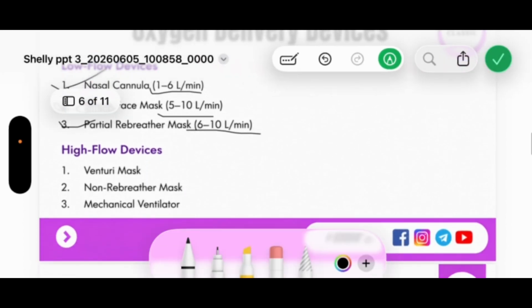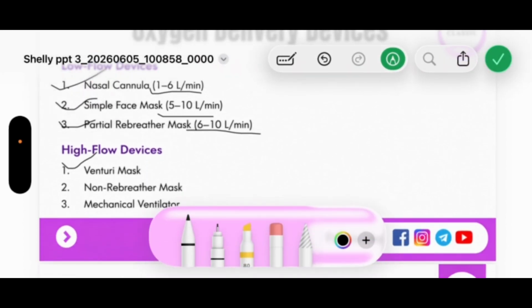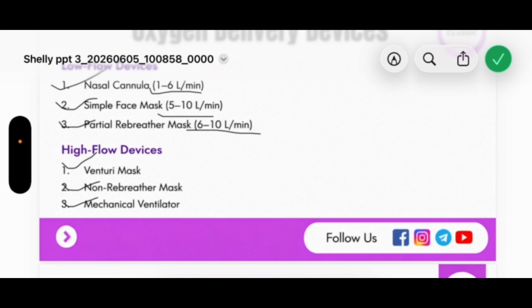And the high flow devices, like the Venturi mask, which has different colors, and according to that the oxygen is administered to the patient. And the non-rebreather mask, that is NRBM we say, and mechanical ventilator. When the patient is unable to breathe and the GCS is low, generally mechanical ventilation is given to the patient.